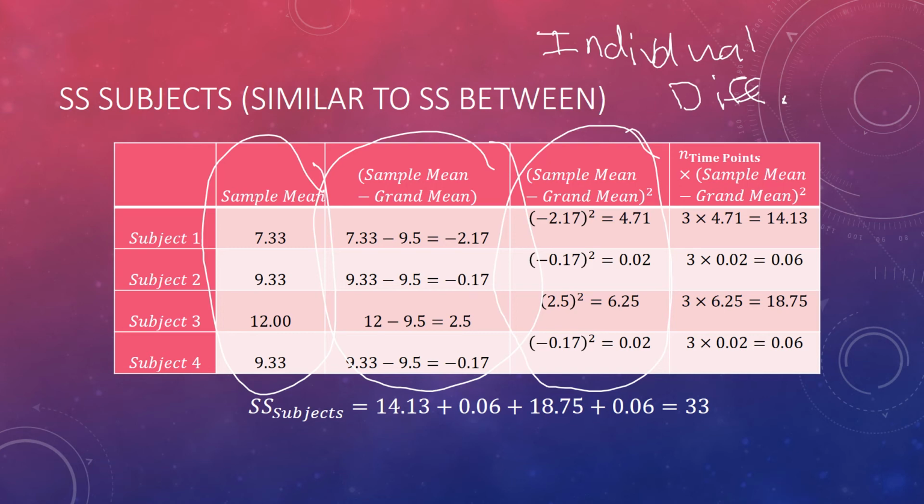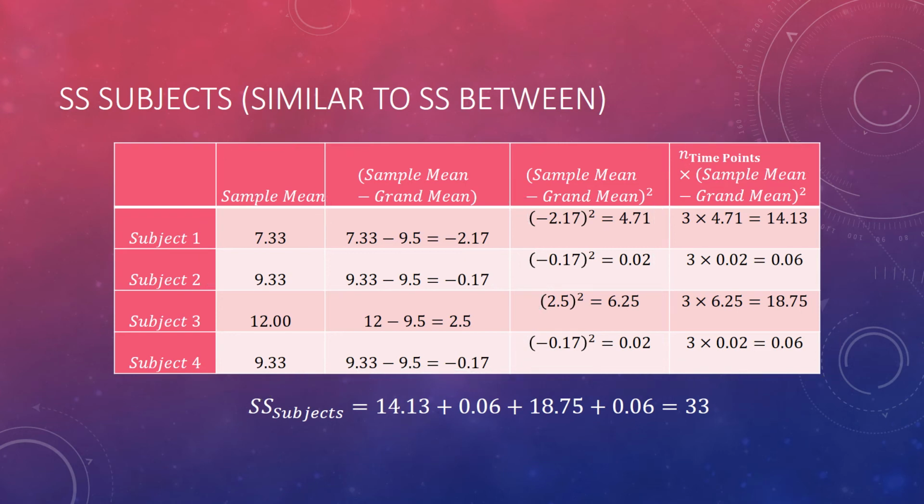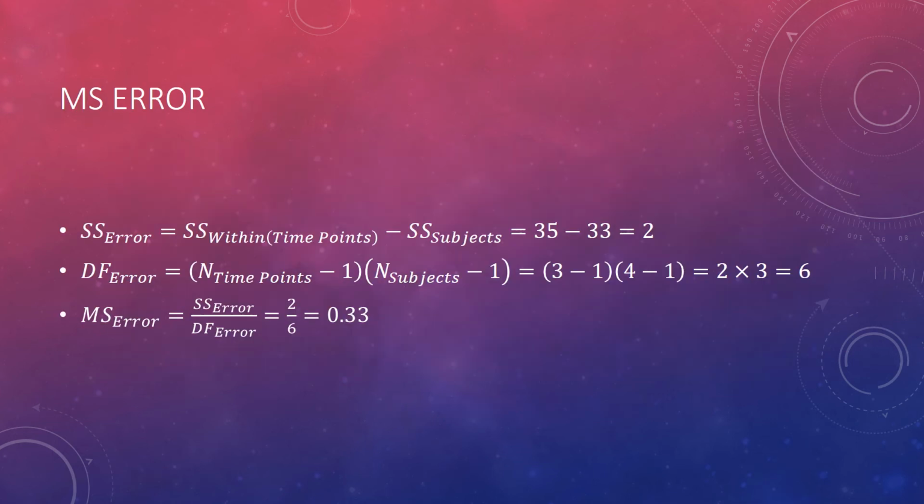And then what's a little bit different is we're going to multiply the number of time points times the squares. So we want to make sure that we're kind of doing this 12 times again. And so if you add this last column all together, we'll get 33. So this is the variability due to the individual differences. It's just like the total variability. And in a second we're going to get the variance by dividing by the degrees of freedom.